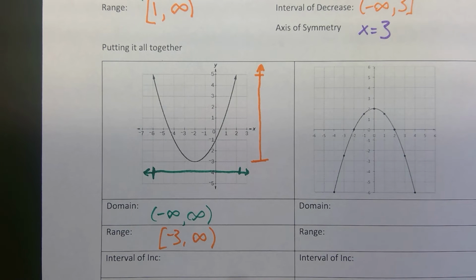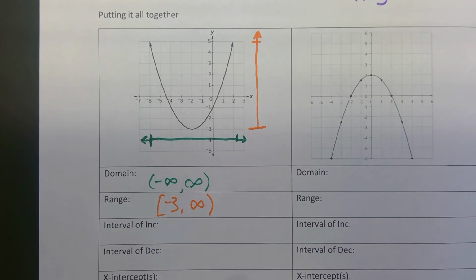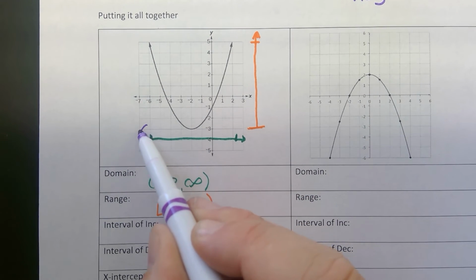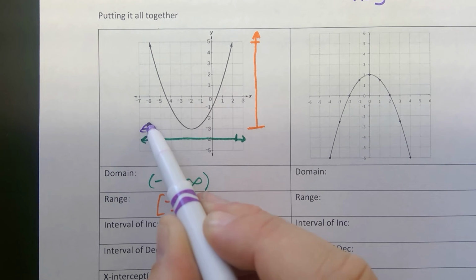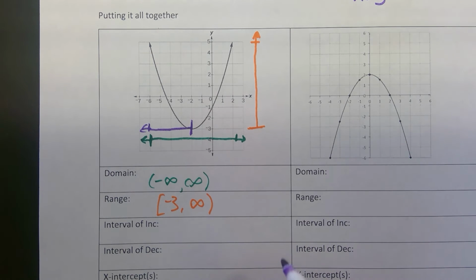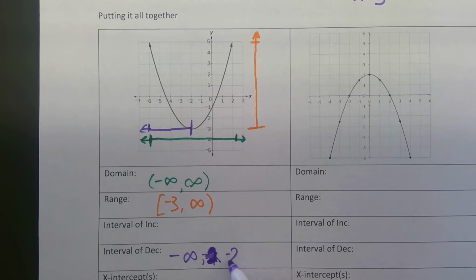Now we look at our interval of increase and decrease. So it starts off by decreasing. Okay, I have an arrow here. It's decreasing, decreasing, decreasing, stop. So that's negative infinity, comma negative 2. Let's scribble that out, negative 2.